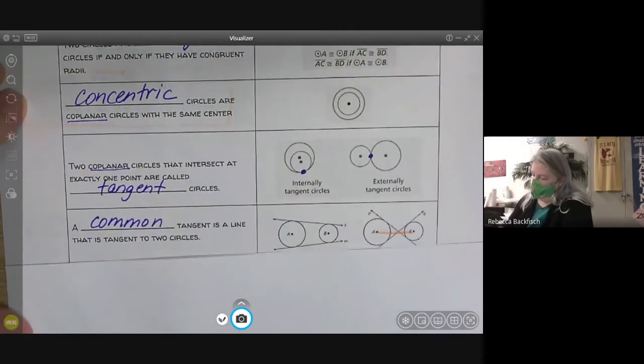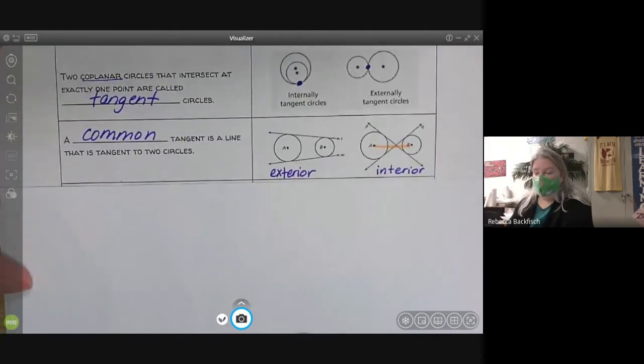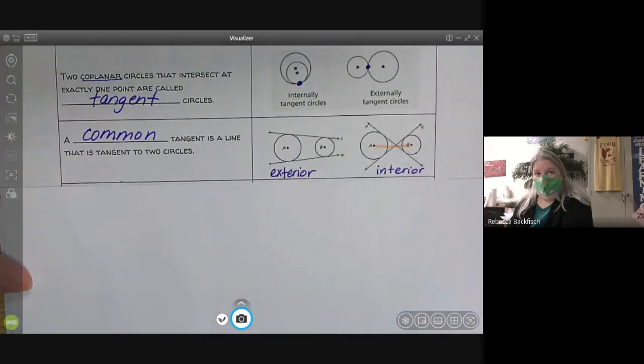All right, next up, we have common tangents. And don't write this stuff over here until I explain what that's about. I guess you could write exterior, interior.